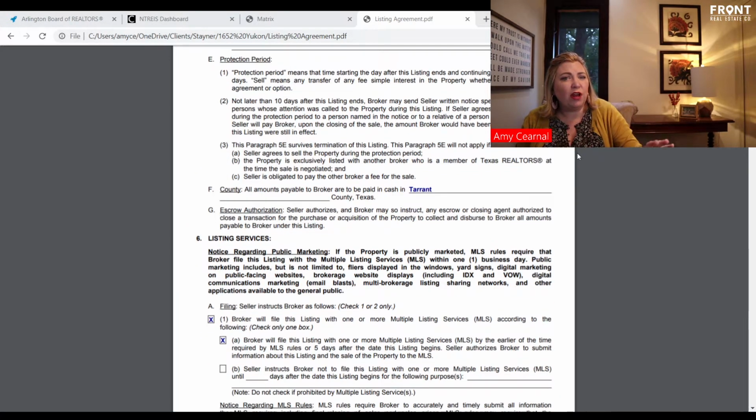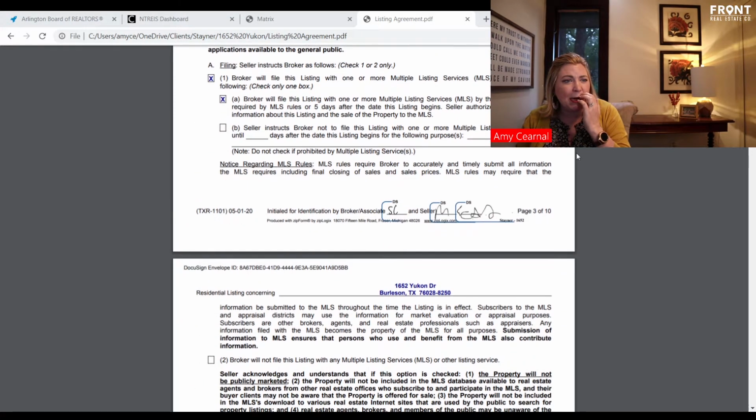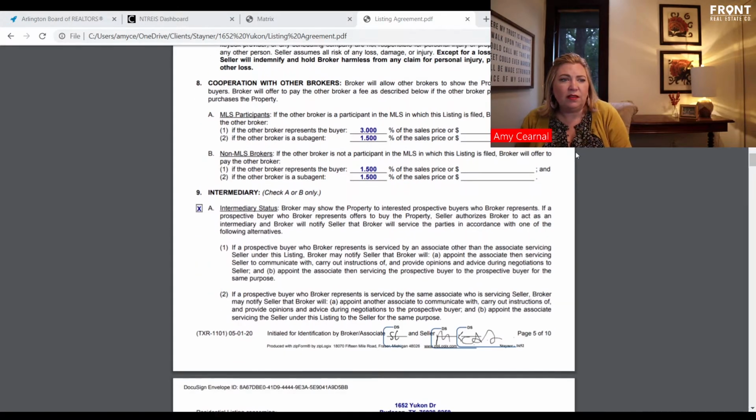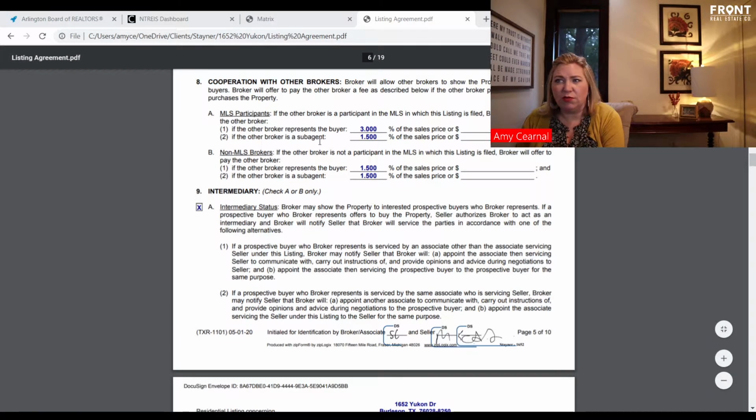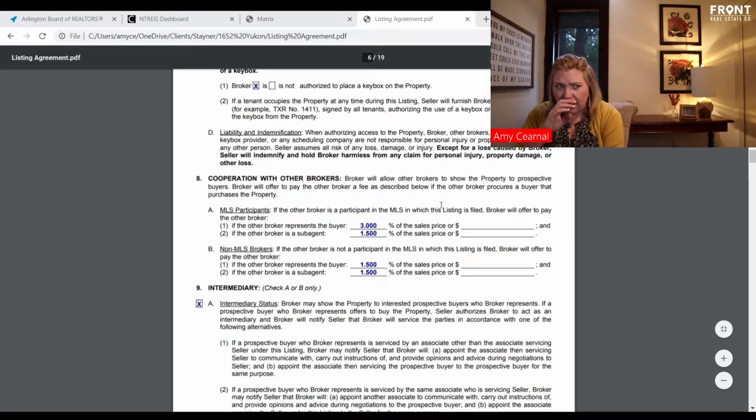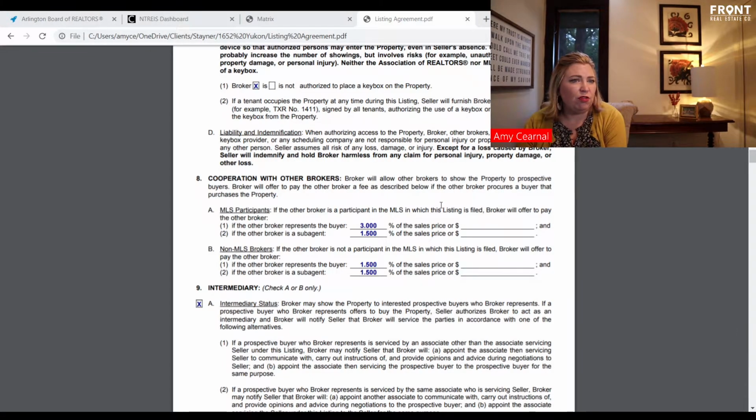If you keep scrolling down in the Texas form, and this is the one provided by the Texas Realtors, down in this section, it has cooperation with other brokers. It says broker will allow other brokers to show the property to prospective buyers. Broker will offer to pay the other broker a fee as described below if the other broker procures a buyer that purchases the property. Then it breaks down if the broker represents the buyer, if the other broker was a subagent, and if it was a non-MLS participant.